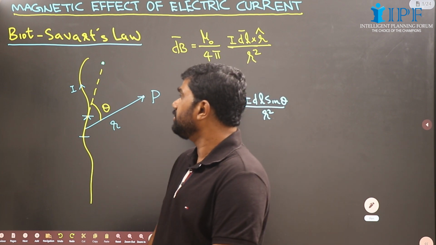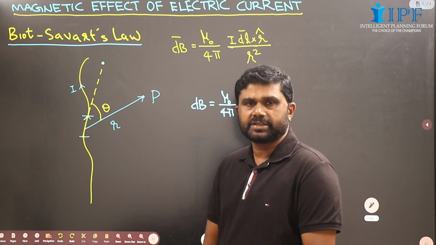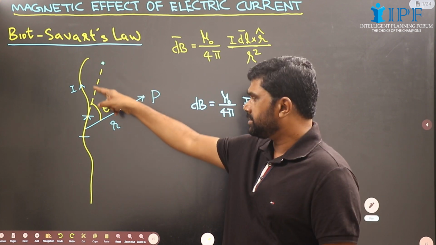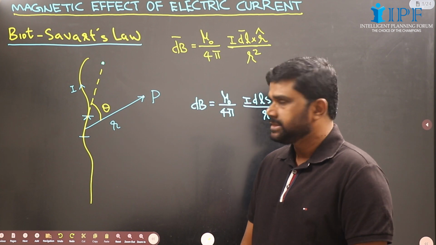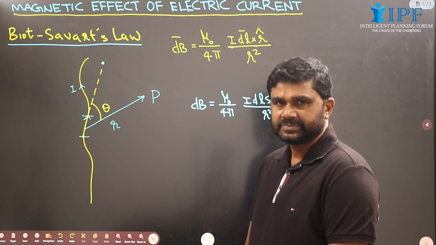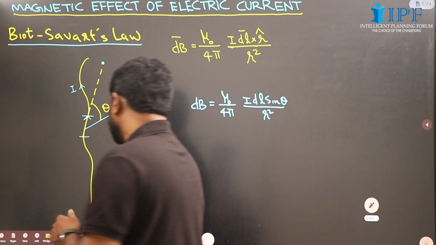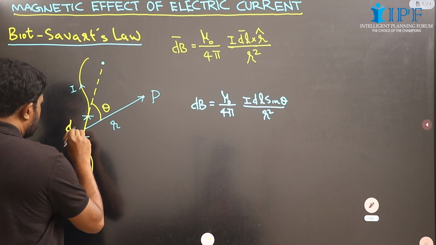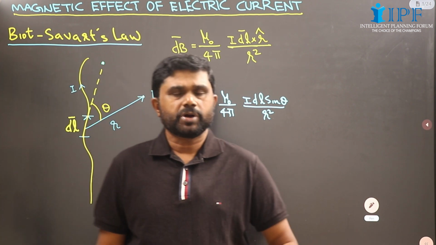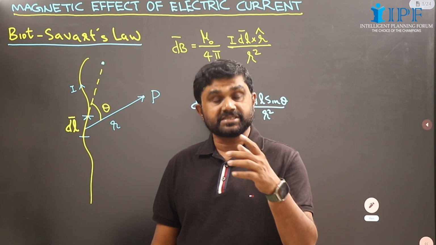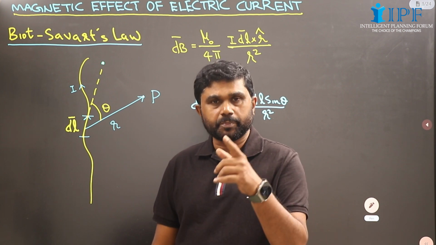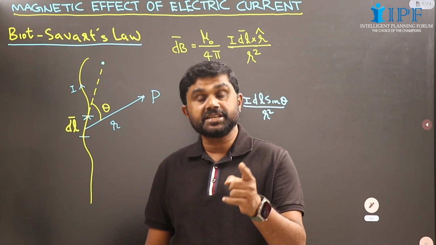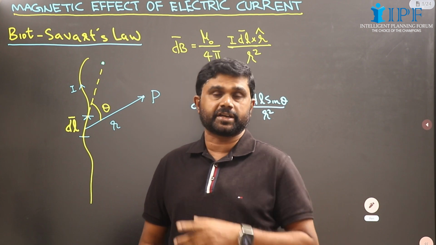Now, first is Biot-Savart's law. That gives the magnetic field intensity due to a current element. Here there is a current carrying conductor and the current in it is capital I. I have taken a small element, and suppose dl is the length of the element. The current element is considered as a vector. Its magnitude is equal to the product of the length of the element and the current through it, and its direction is along the conventional direction of electric current.